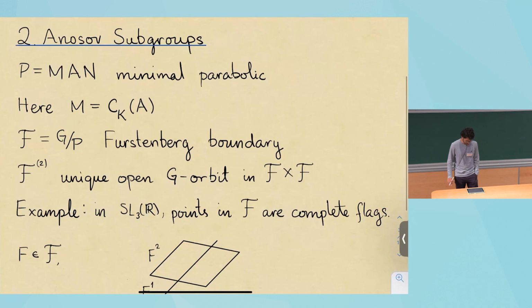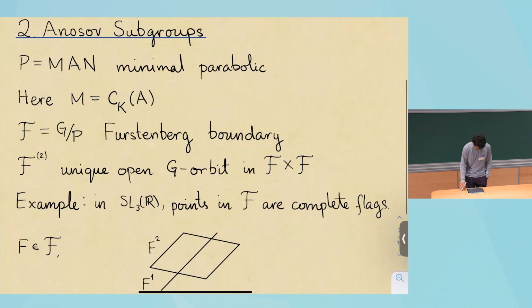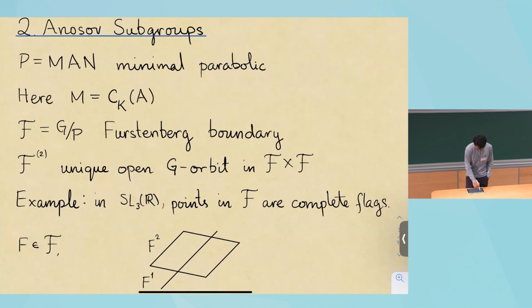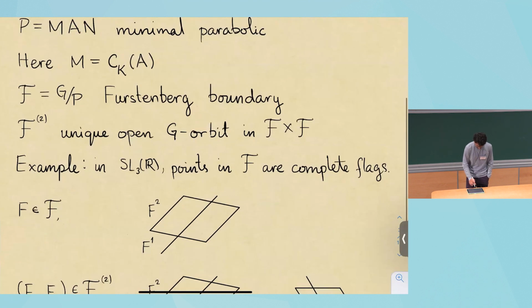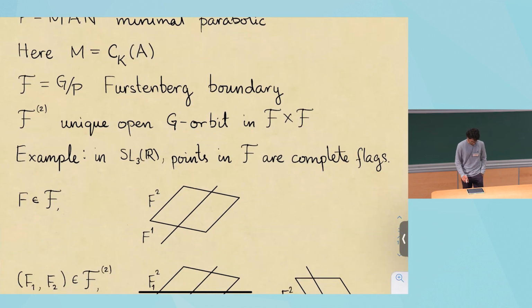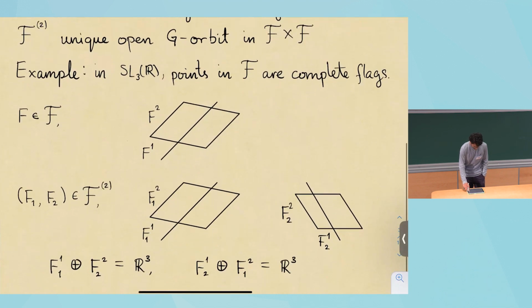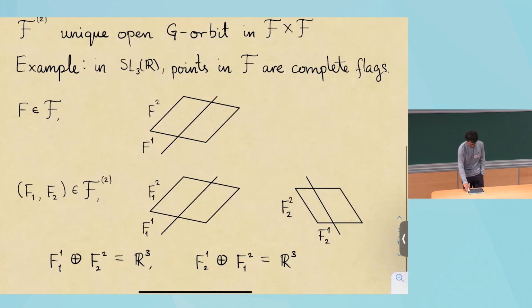So now I want to define Anosov subgroups. So recall this minimal parabolic subgroup, P equals MAN. And here M is the centralizer of A inside K. We have this Furstenberg boundary that we saw in Kant's talk, G mod P. And this can be described as the space of complete flags.